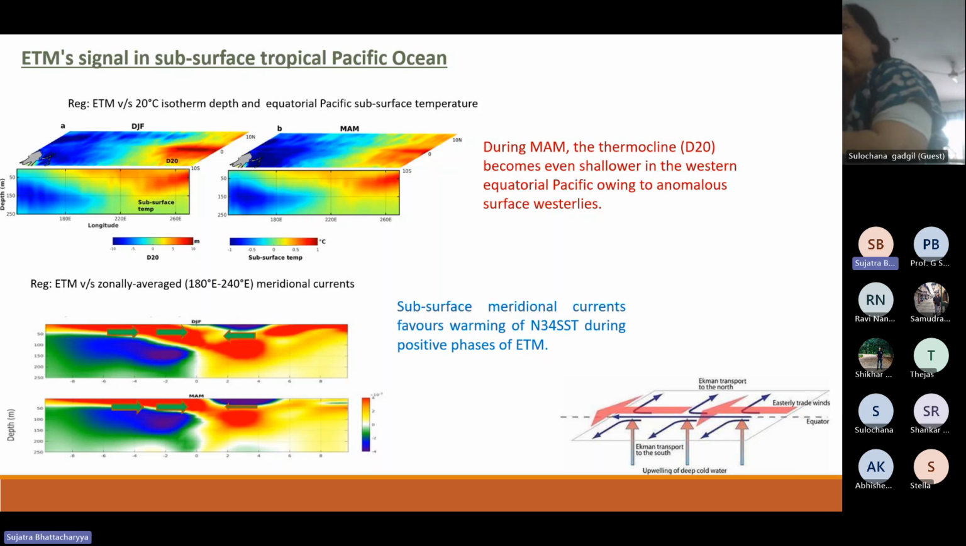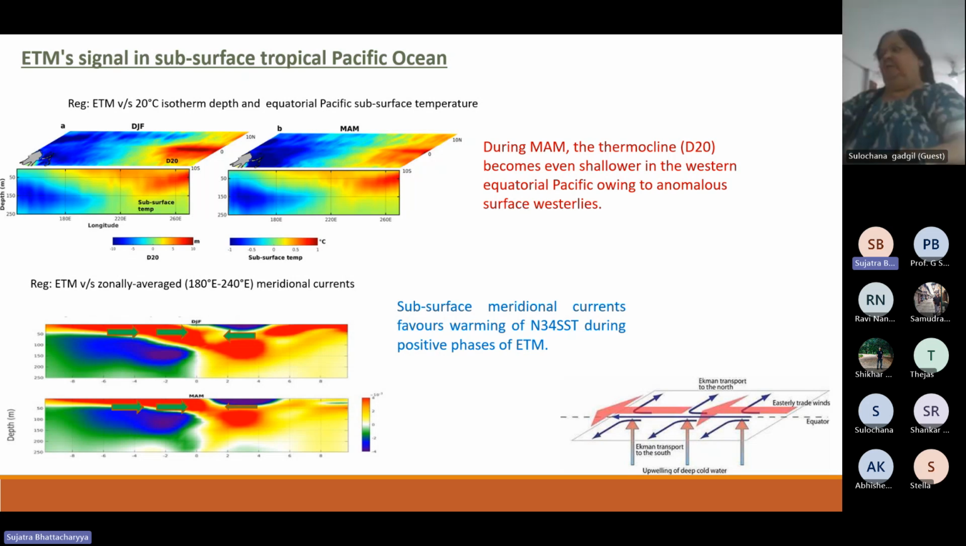That is because during ETM, we have anomalous westerlies in the equatorial Pacific Ocean. Those anomalous westerlies mean the easterly trade winds there are weakened, right? In the climatological sense, we have strong easterly trade winds in the equatorial Pacific Ocean, and that in turn drives Ekman transport to the north and to the south and leads to the upwelling of deep water in the equatorial ocean, right?